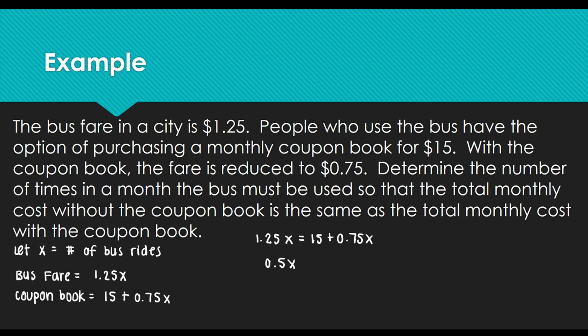And that gets me 0.5X, still equaling 15. I'm going to divide both sides by this 0.5. And that tells me that X equals 30. So the bus needs to be ridden 30 times in that month in order to make it worth buying that coupon book. Otherwise, if you ride the bus less than 30 times in a month, then the coupon book is actually not saving you money.